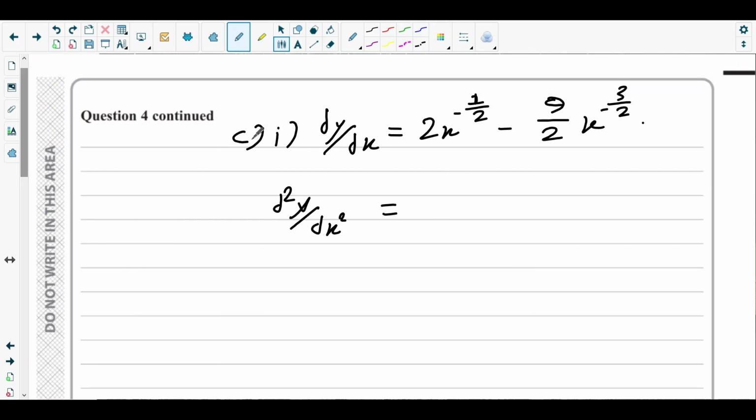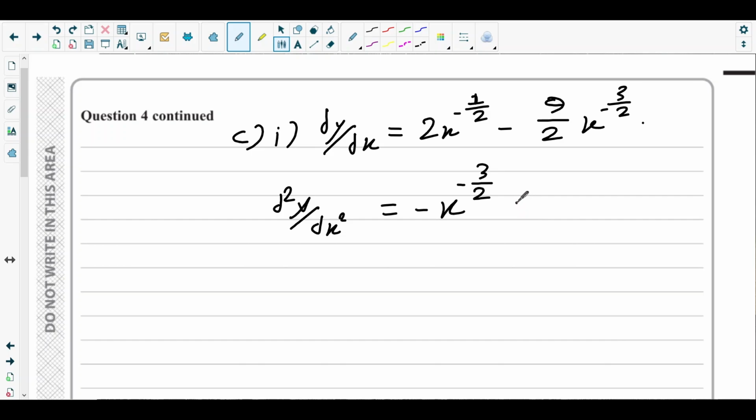Same process, we are differentiating, right? So power times the coefficient: 2 times negative half is negative 1, and then we subtract 1 from the power, so x to the power negative half minus 1 would give you negative 3 over 2. And then here we have power negative 3 over 2, so negative 3 over 2 times negative 9 over 2.